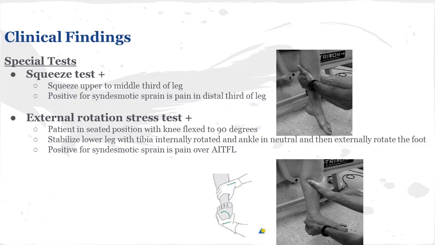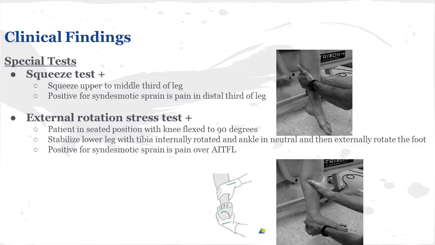Within the physical examination, the therapist may find positive findings with 2 special tests. The first is the squeeze test. The patient is sitting in this test and the therapist squeezes the upper to middle third of the leg. A positive for a syndesmotic sprain is pain in the distal third of the leg.